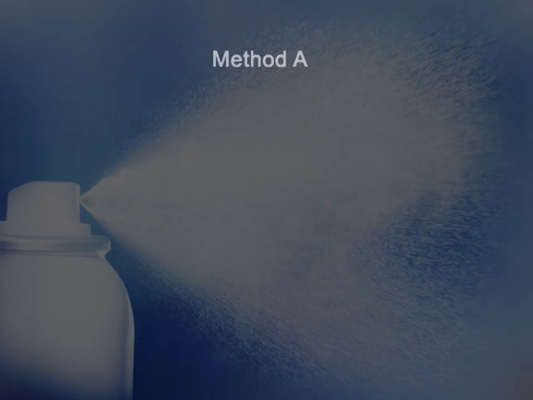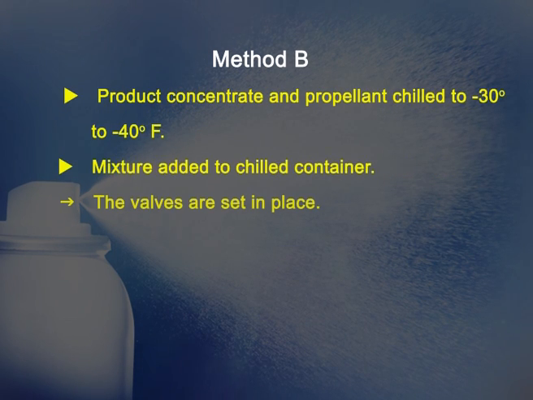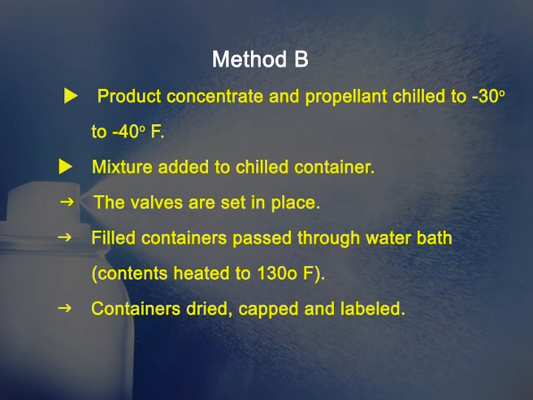Now what is the method? Method A: the product concentrate is chilled to -30 to -40 degree Fahrenheit, and this chilled product is added to the chilled container and chilled propellant is added through the inlet valve. Method B: product concentrate and propellant are chilled to -30 to -40 degree Fahrenheit and the mixture is added to the chilled container. The valves are set in place and the filled containers pass through a water bath, where the contents are heated to 130 degree Fahrenheit, and containers are dried, capped and finally labeled.